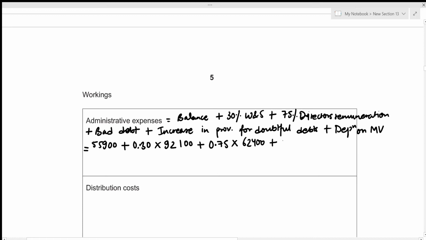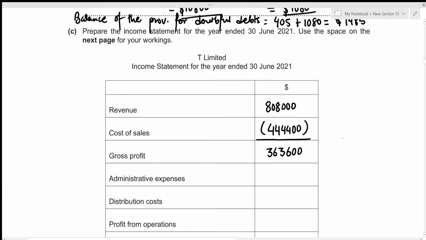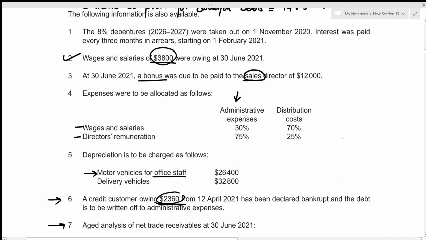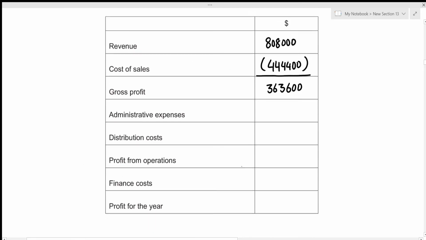Alright, then we have bad debt. So that amounted to 2,360. Then the increase in provision for doubtful debts, we just figured it out recently, so that's 250. Then we have depreciation on motor vehicle. So that amounted to 26,400. Let's write that down.